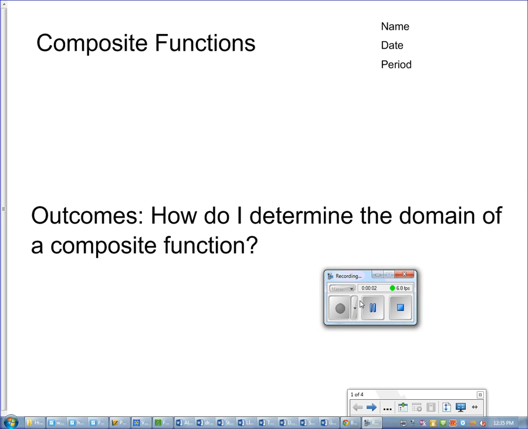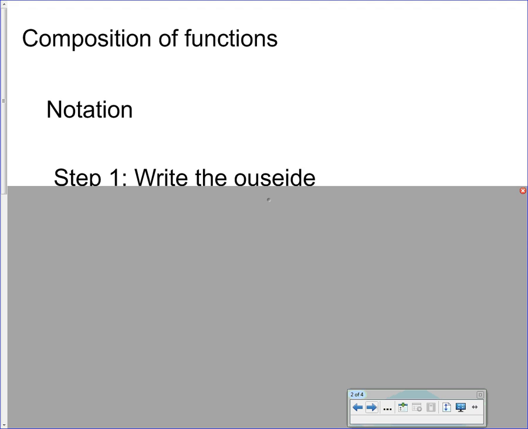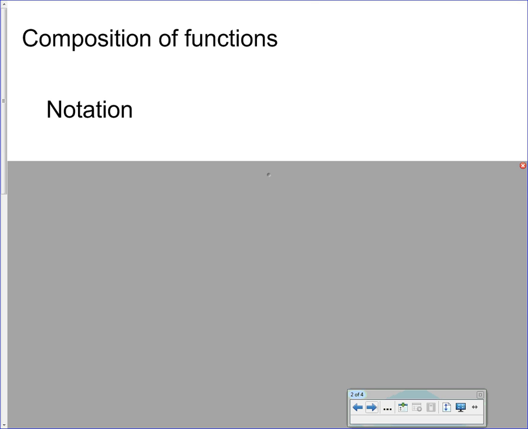The title of this note is Composite Functions, and the outcome is how do I determine the domain of a composite function? A composition of functions, there's a couple of notations that we're going to see.